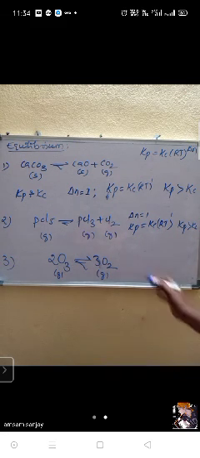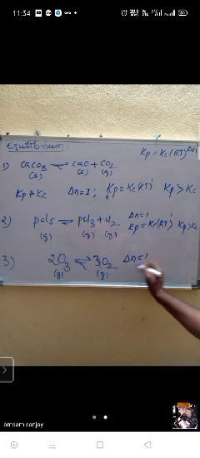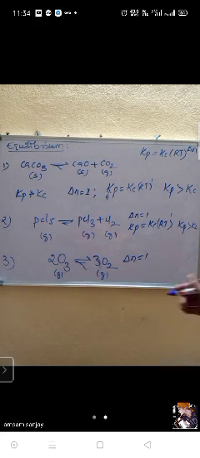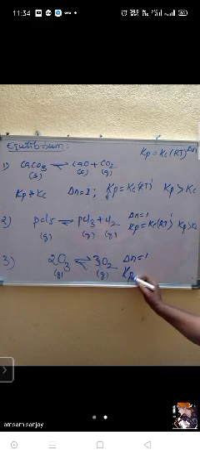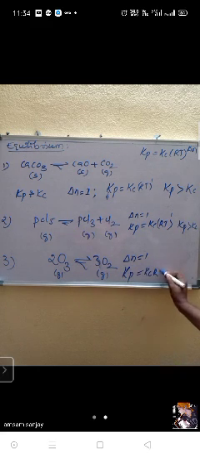For the last one, same, delta n is equal to 1 only, 3 minus 2, correct? Now see, Kp is equal to Kc (RT) whole power delta n, then Kp greater than Kc. This is the way they will ask the questions on Kp and Kc relations.